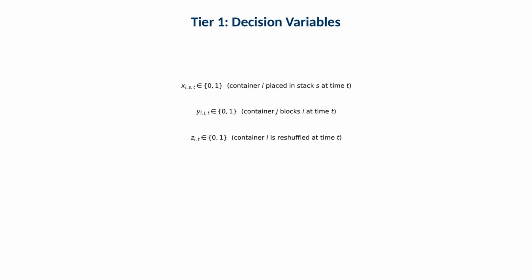This slide defines the decision variables. These variables represent placement choices, blocking indicators, and reshuffling indicators. Operationally, variables turn a real yard into a controllable plan. If you cannot represent a placement, you cannot enforce it. If you cannot represent blocking, you cannot detect it. If you cannot represent reshuffling, you cannot minimize it.